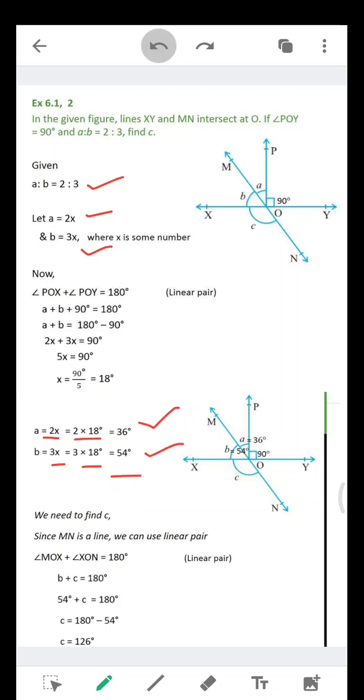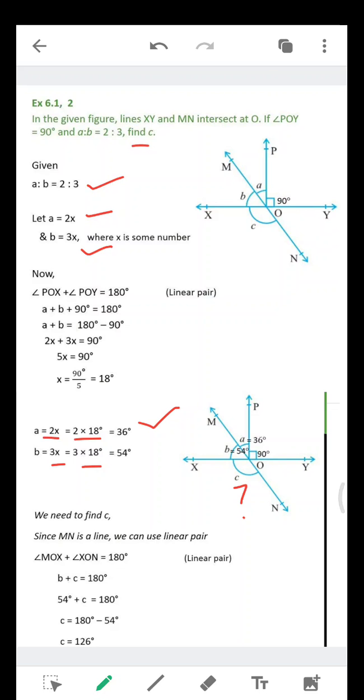Now we need to find the value of C. We don't have to find A and B here, but for finding C we need the values of A and B. That's the reason we found A and B. So we have to find C, as given in the question. So what is the measure of C?